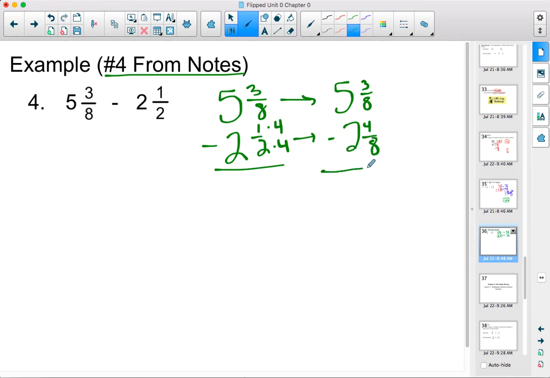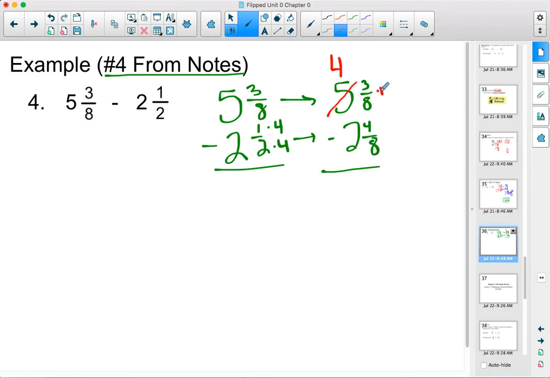Now remember what we talked about just a second ago. We're going to be borrowing here. The reason we're going to be borrowing is because we cannot take 4 away from 3, right? We cannot take 4/8 from 3/8. We don't have enough. So borrowing with fractions, a lot of students make mistakes here. Let's talk about it. We're going to borrow from the whole number. We borrow 1 whole. That leaves us with 4 wholes left.